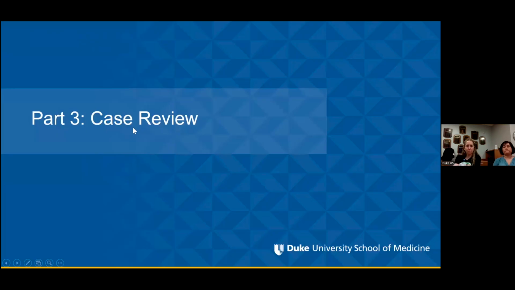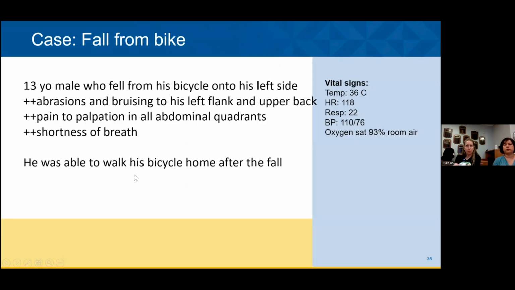We have a few cases. We'll just maybe run through one or two of them. So this is a patient, a 13-year-old boy. He was riding his bicycle and fell and hit his left side on the side of the street.